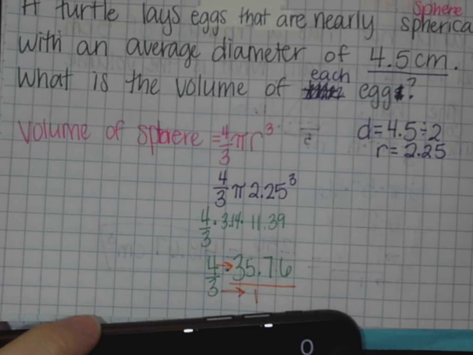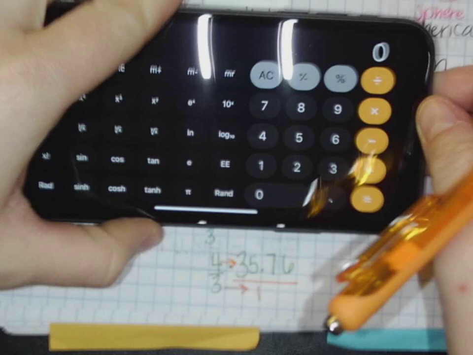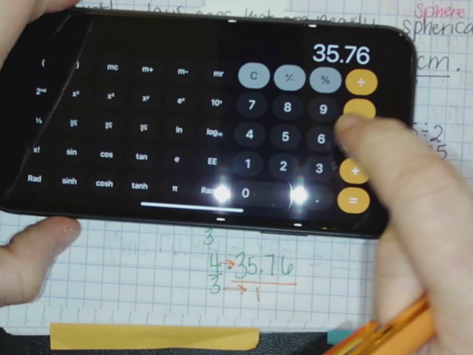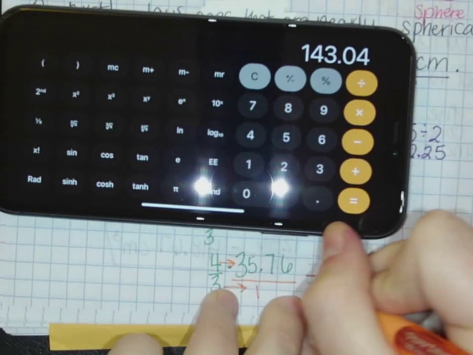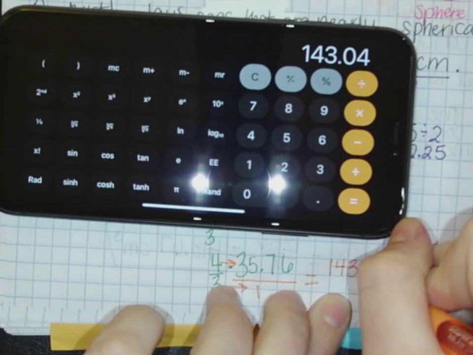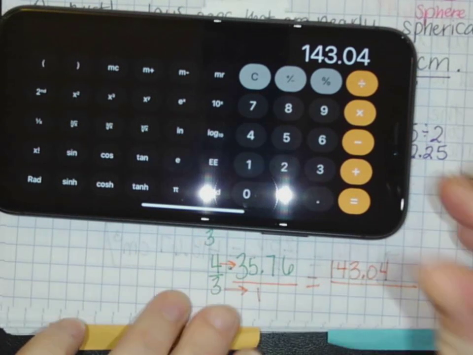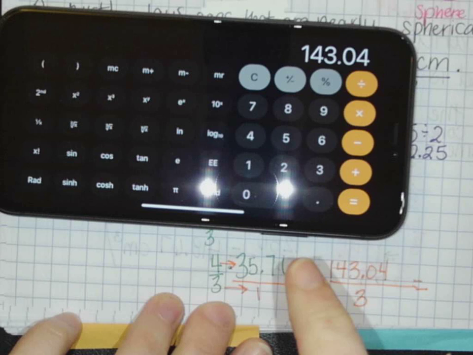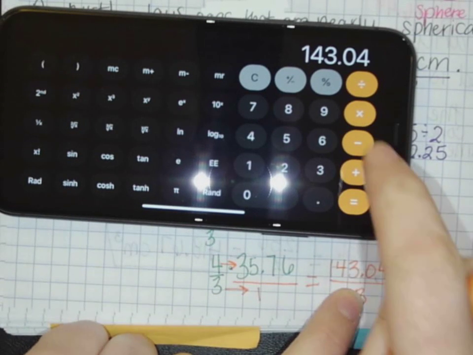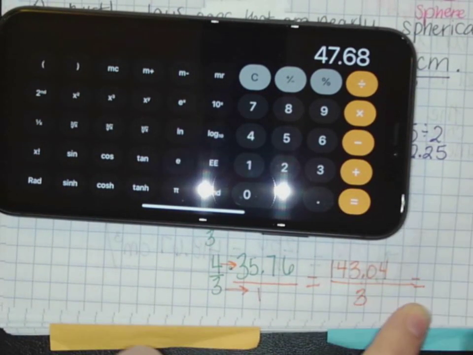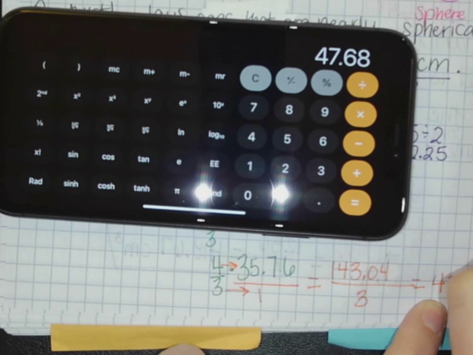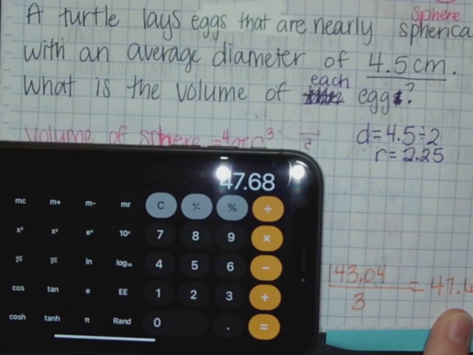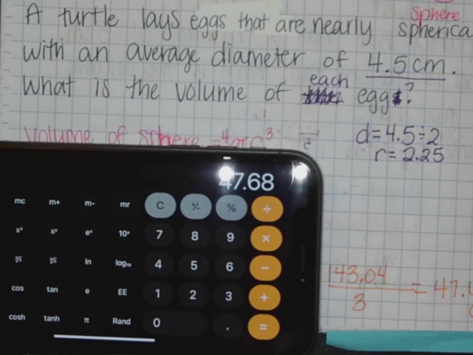So I'm going to take my answer and set it up here. I'm going to do 35.76 times 4, which gives me 143.04 over 3 times 1 is 3. And then I'm going to divide that out. 143.04 divided by 3 gives me 47.68. And this is using centimeters, so it would be centimeters cubed.